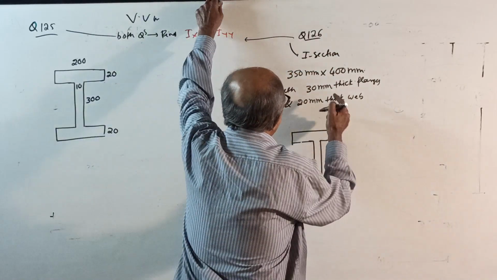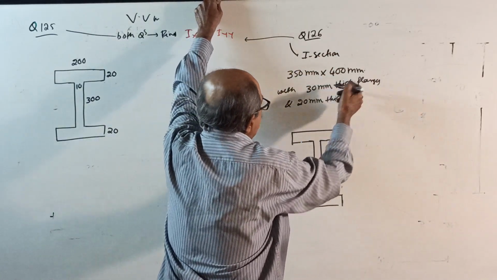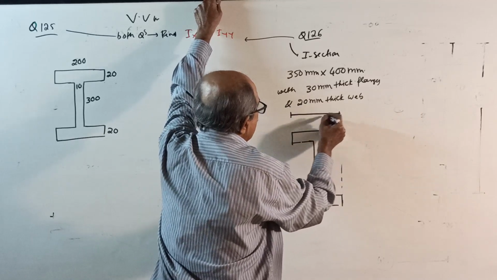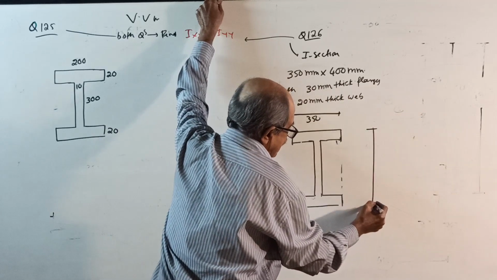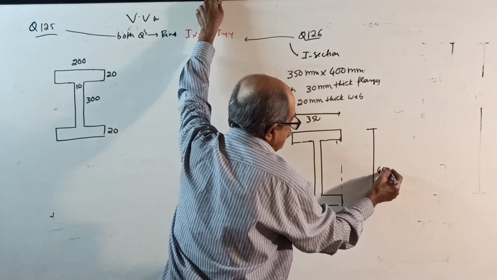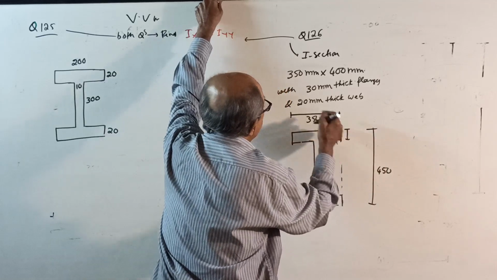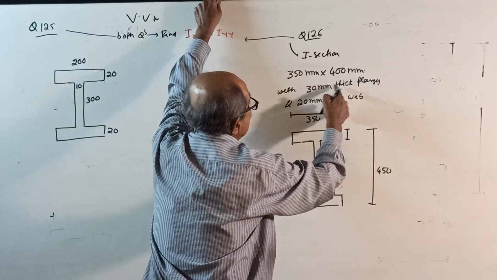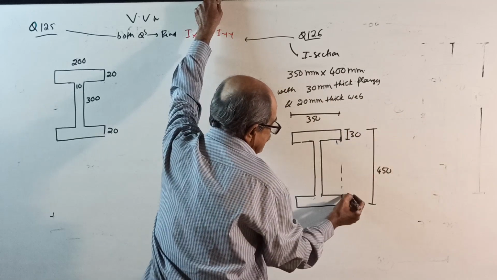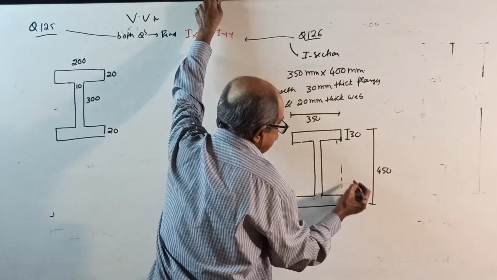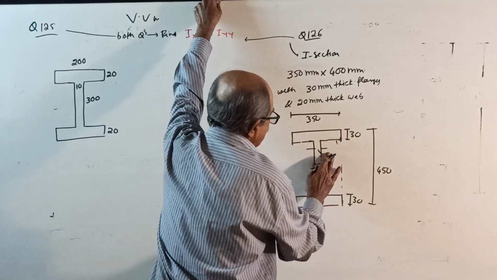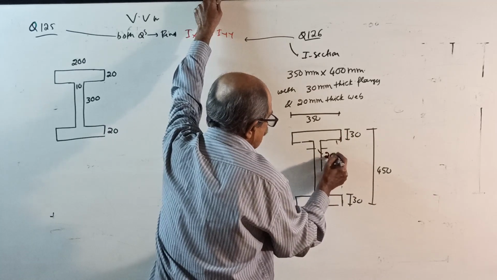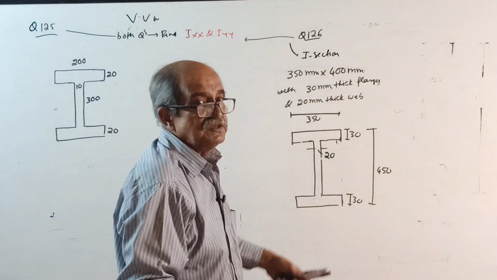See, now they told 350 by 400. So this is 350, and 400 is the overall depth. Understood? 450. These flanges, plural, mean what? 30 mm thick flange and 20 mm thick web. All dimensions in millimeters. Okay. First you write both the questions.